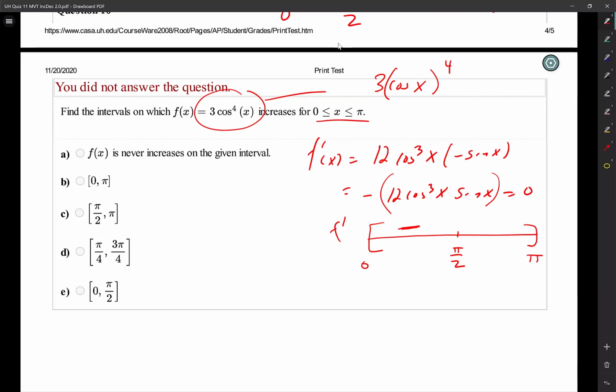Between pi over 2 and pi, I know that cosine is negative because we're in quadrant 2, and I know that sine is positive because we're in quadrant 2. Cool? So I'm just looking at my parentheses. 12, so that's positive, times a negative, because it's to the 3rd power, times a positive, that's a negative, and then negative times a negative, positive. Do you see how I did it, guys? All right. They want to know where it increases. There it is. Pi over 2 to pi.